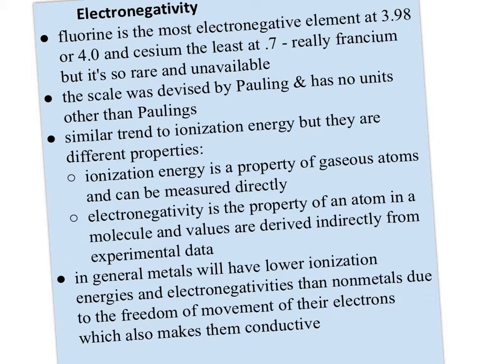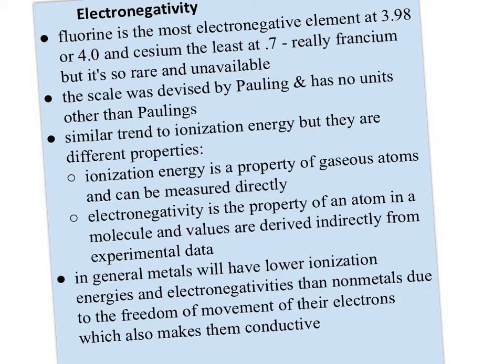Fluorine is the most electronegative element. It's given a rating of 3.98 or 4 on some scales. And cesium is the least at 0.7. Really, francium is the least electronegative, but it often isn't even assigned a value because it's so rare and unavailable for reactions. But there's really no units with these because this is just a scale devised by Pauling. It's just in comparison to other elements, how electronegative is it.